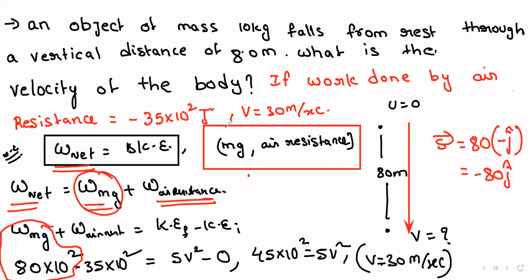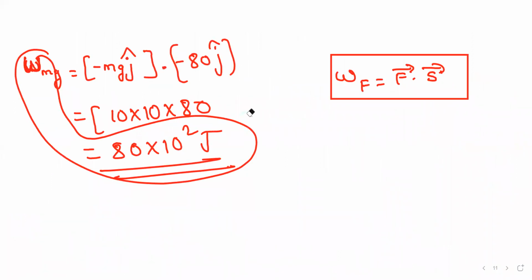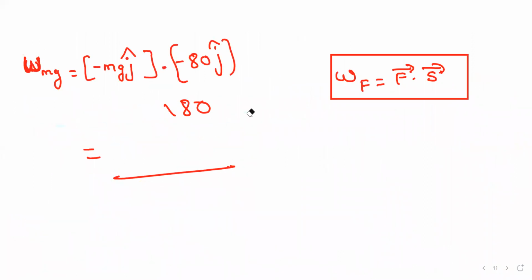Work done by air resistance is already given: minus 35 into 10 power 2. So I substituted this here. 80 minus 35 is 45 into 10 power 2. Initial kinetic energy is 0. Final kinetic energy is half mv squared. If I substitute m as 10, I get half into 10 v squared. By solving this, I get the final answer v as 30 meter per second.